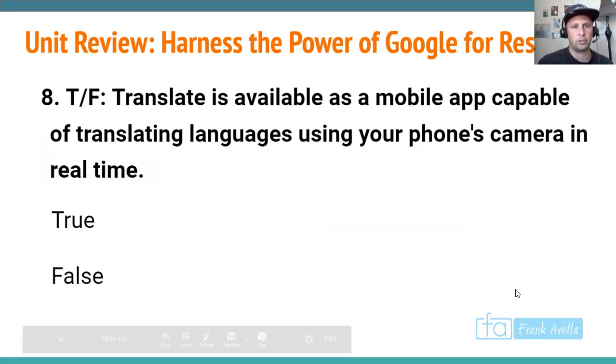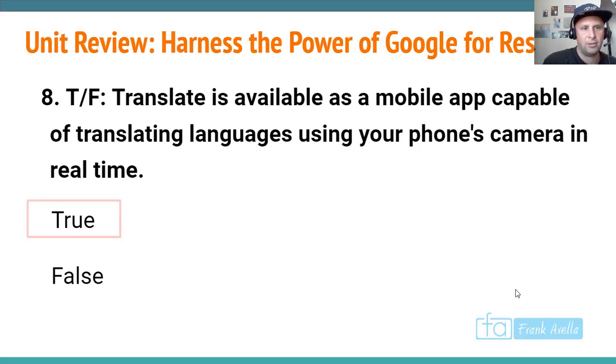Okay, true or false? Translate is available as a mobile app capable of translating languages using your phone's camera in real time. Yeah, that's when I use it. I use it on my phone. Google Translate. You might not know that a lot of these Google tools are mobile apps now. The best I think now is Classroom because sometimes the computer has an internet problem, but not my phone, and I can assign work from my phone for Google Classroom. But yeah, it's available as a mobile app.